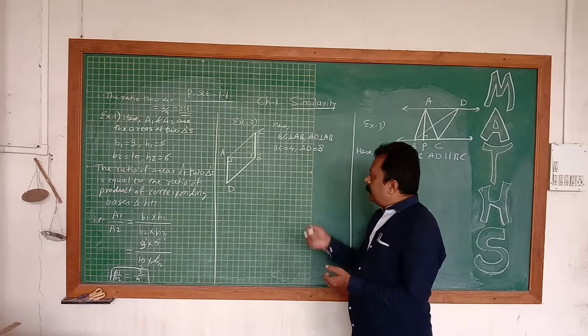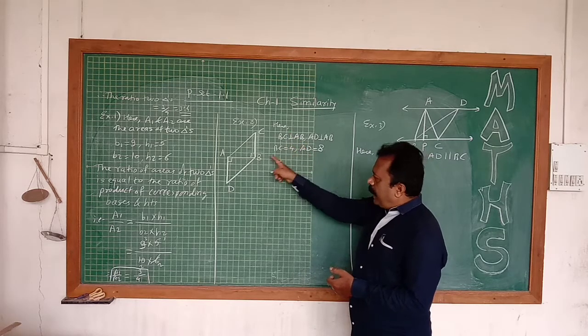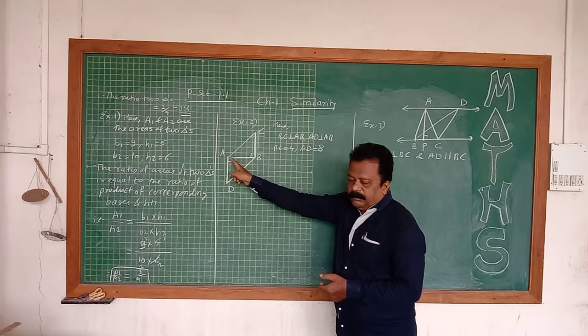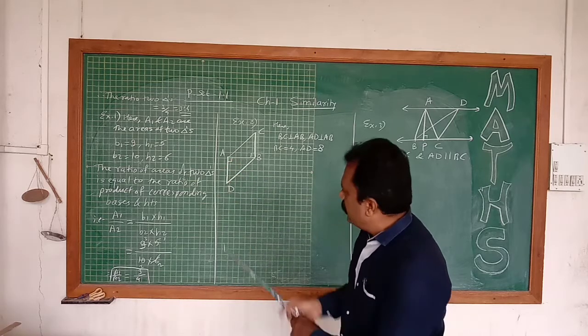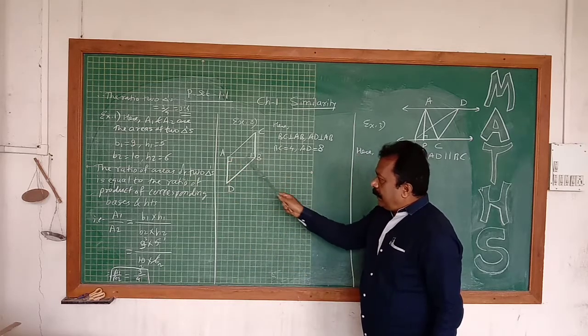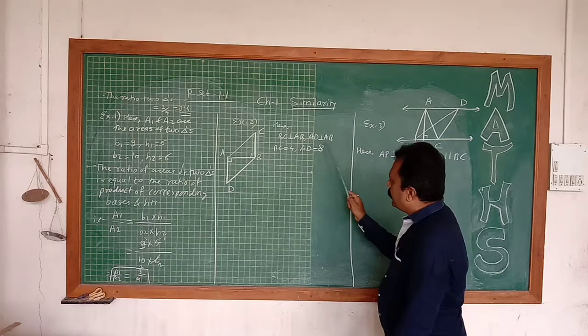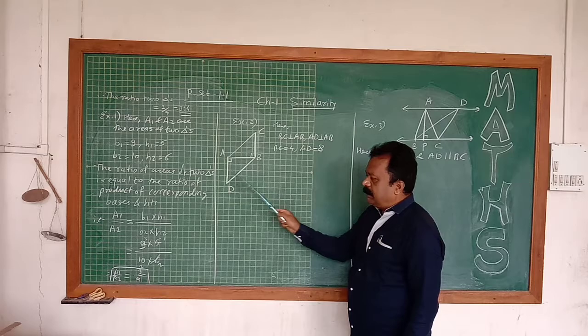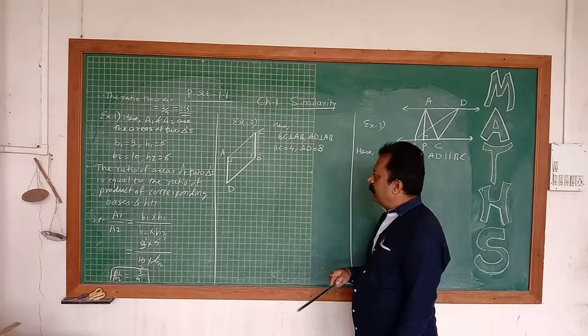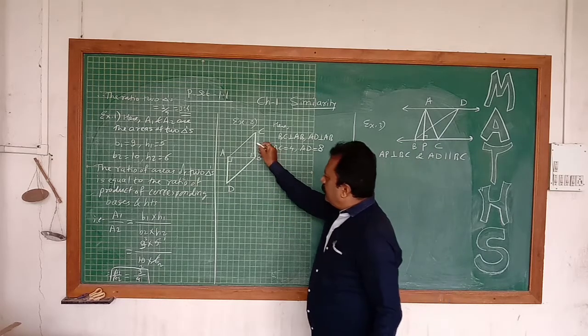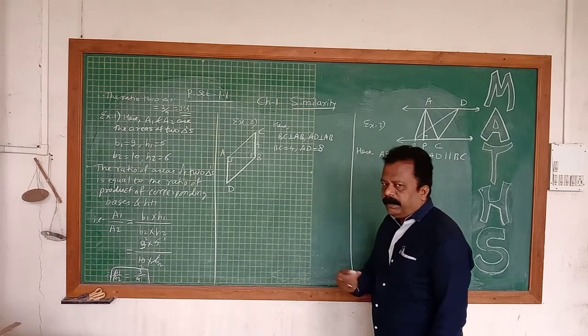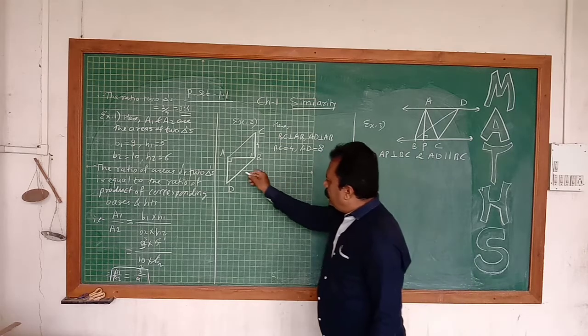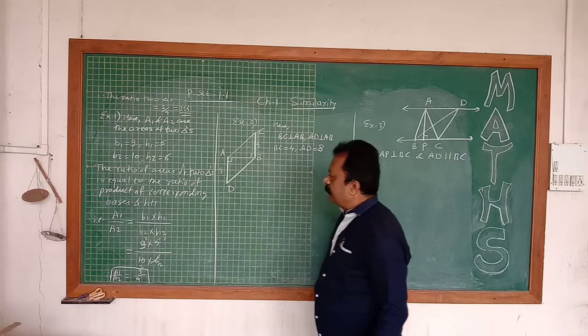Read that properly. Here, BC is perpendicular to AB, which makes 90 degrees. So triangle ABC is a right angle triangle. AD is perpendicular to AB. This is also a right angle triangle, so it makes 90 degrees here. BC is equal to 4; I am writing 4 here with pencil, you have to write it. AD is equal to 8.